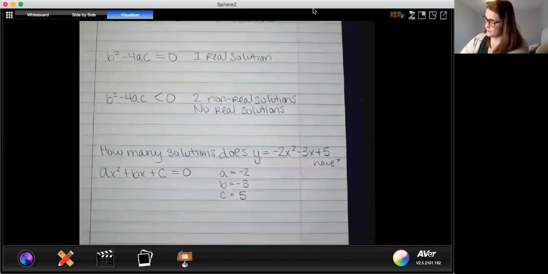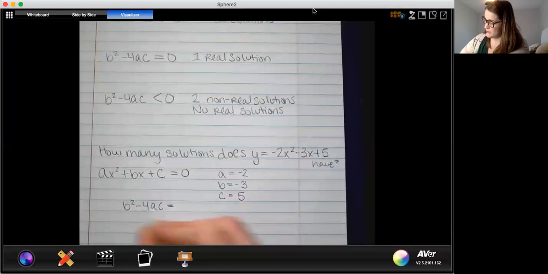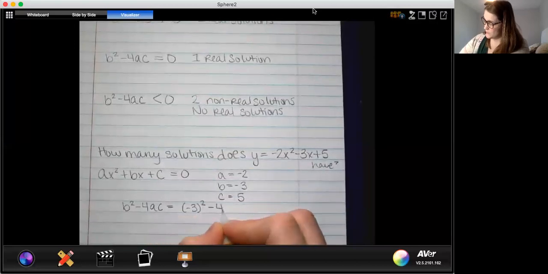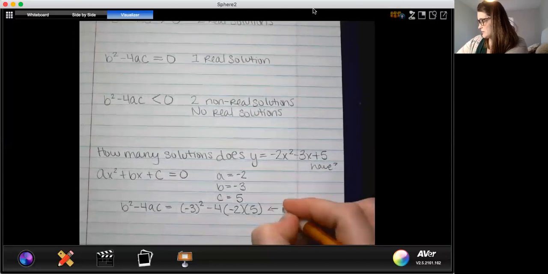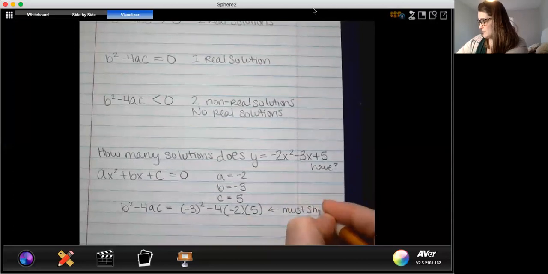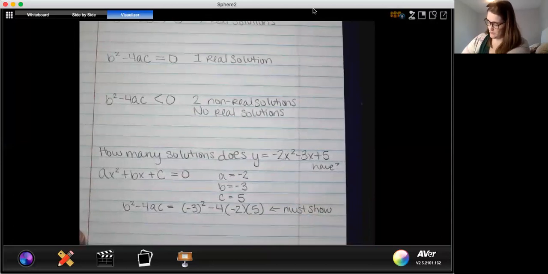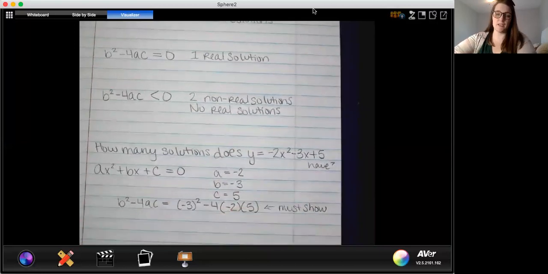So I'm going to substitute that into my discriminant, which I do need to show. So b, I'm going to have -3 squared minus 4 times a times c. And again, this is a must show, meaning if you do not show that step, you do not get credit for the answer.